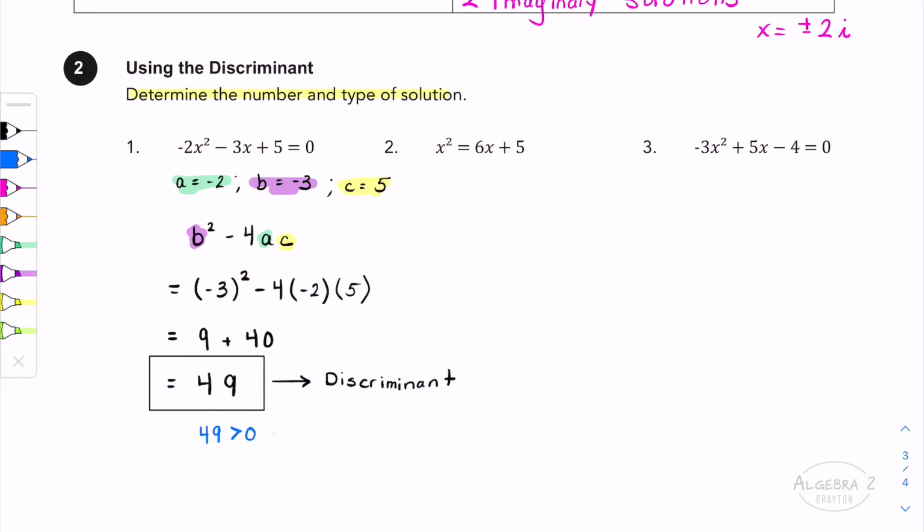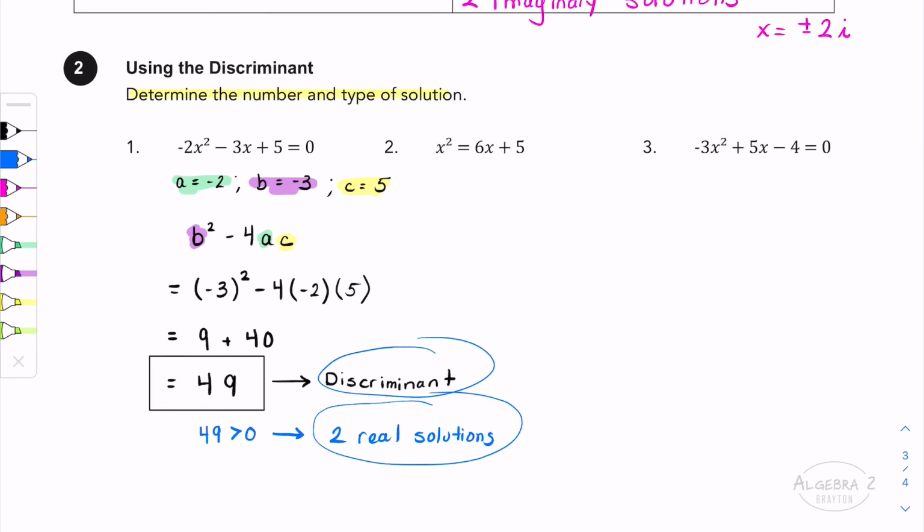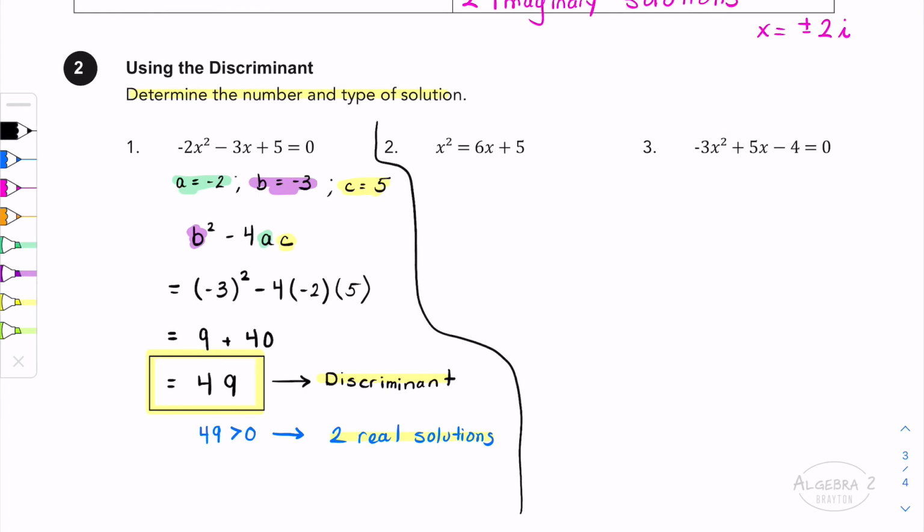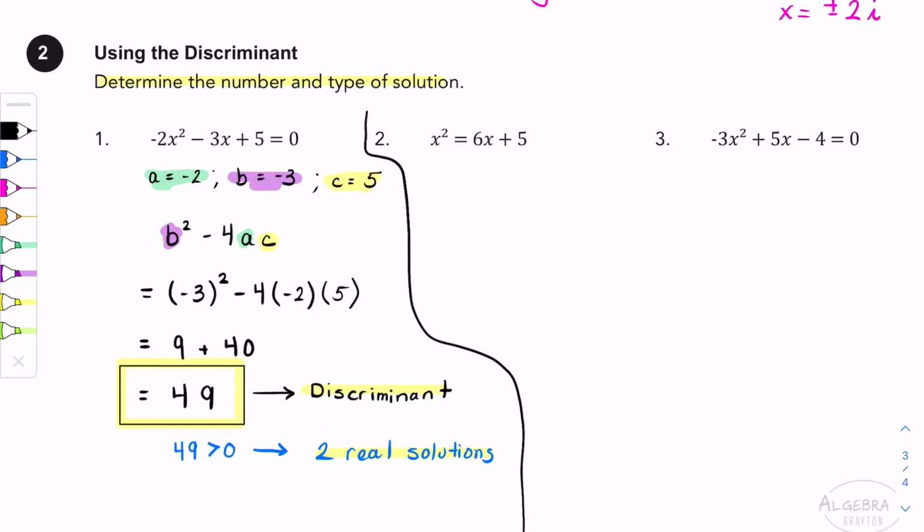Therefore, this would say we have two real solutions. That's it. That's all you have to do for a problem like this. It's not asking us to find the solutions, it's just asking us for the discriminant and for the number and type of solutions. All right, number 2. Just follow along as I answer number 2 and 3.